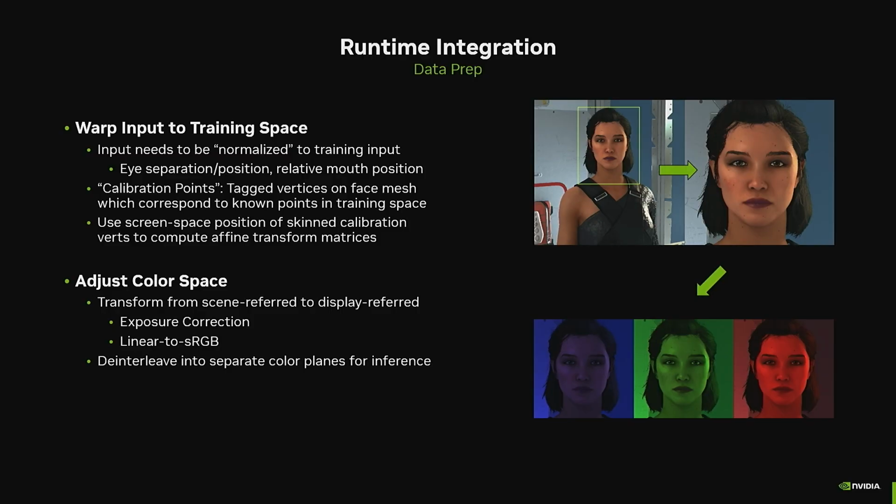There are 3 clusters, one for the left and right eye and one for the mouth. And in the content tools, we just tag a couple of vertices that circumscribe each of those features. Then at runtime, we run them through the bone and animation system to get a screen space position for all those. We compute the centroid, and then we do some linear algebra to get an affine transform, basically a crop and rotation to normalize the data.